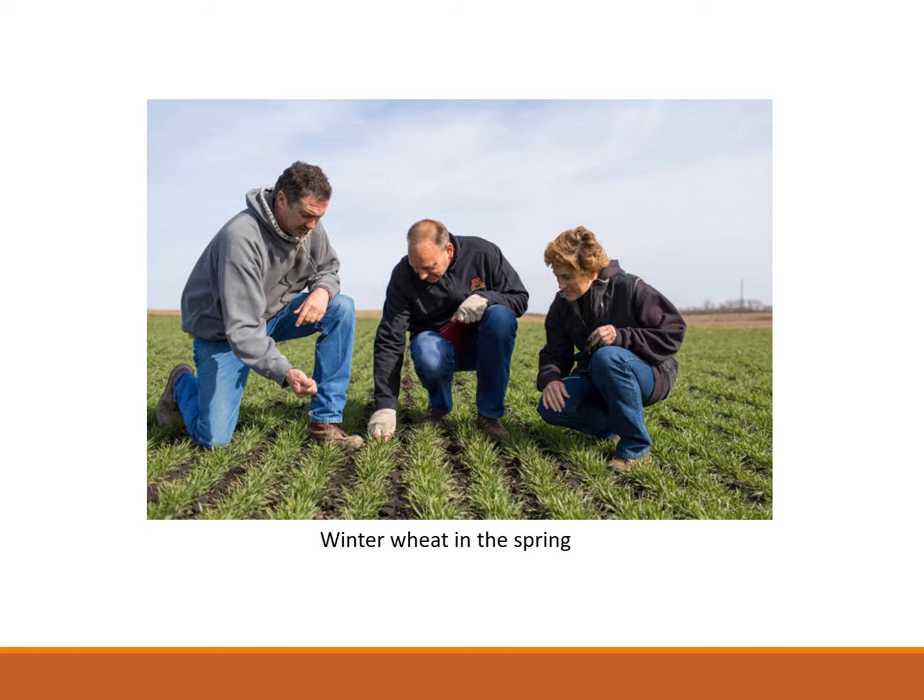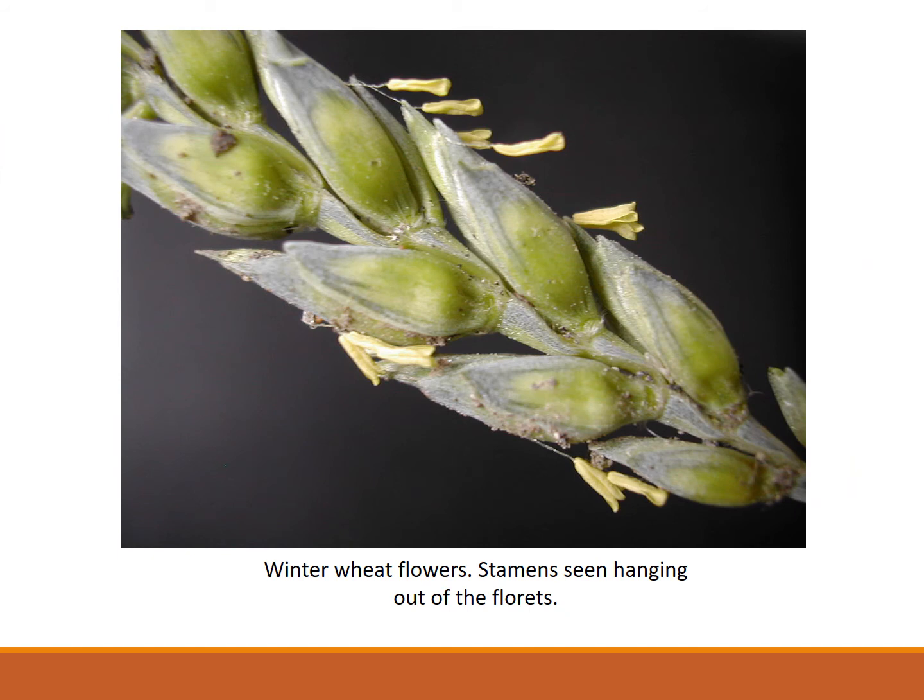Okay, after winter is over and we move into spring, the winter wheat will resume growth, begin to grow again. And then it will eventually flower. What you're looking at in this picture is a close-up of winter wheat flowers, and you can see the stamens hanging out of the little florets. In wheat, the flowers are arranged in a spike, and each individual flower is referred to as a floret. You can see the stamens hanging out of the florets.